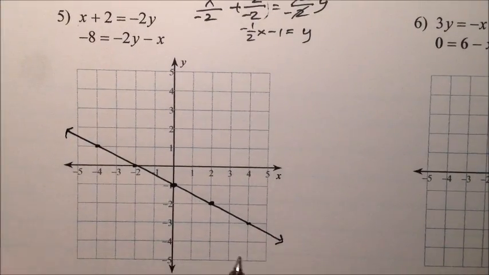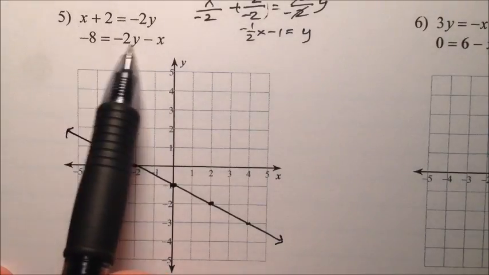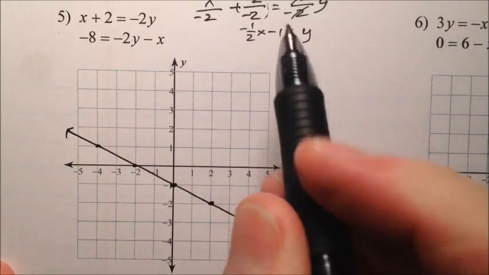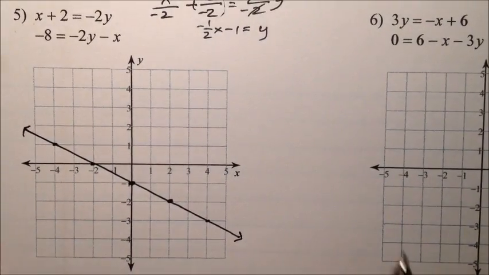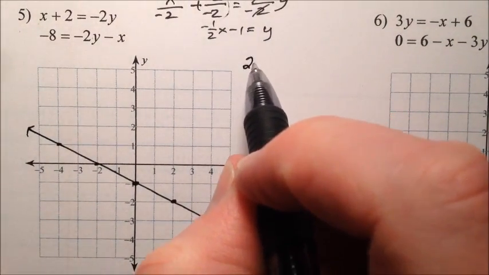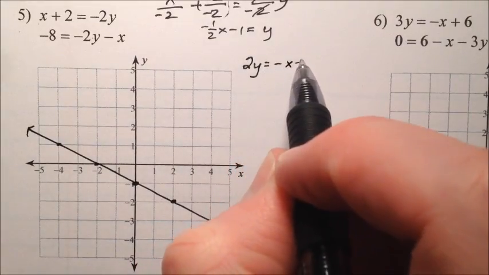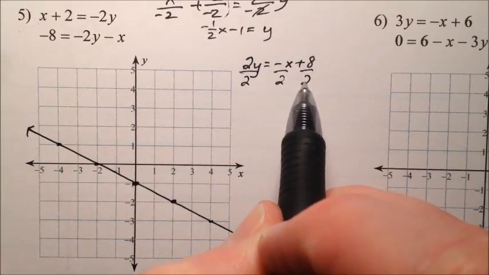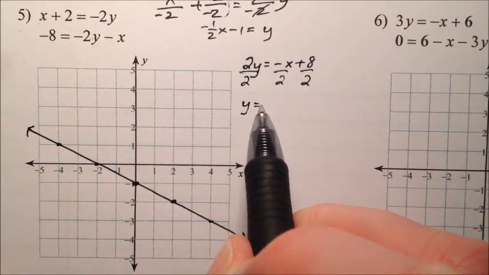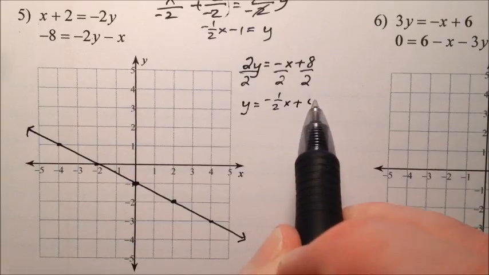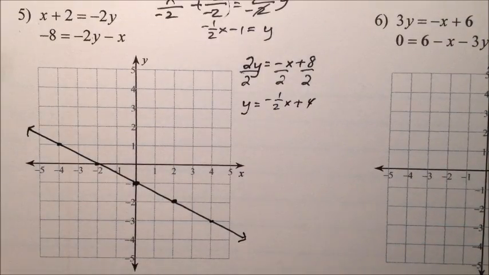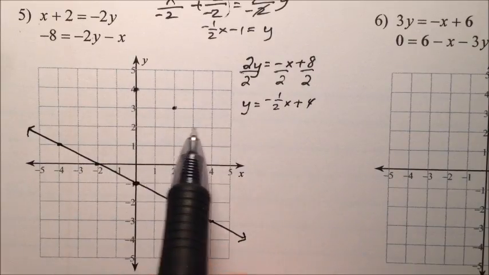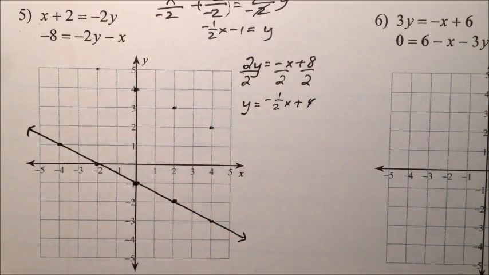Okay, and the other one is going to be negative 8 equals negative 2y minus x. So I'm actually going to switch the y over there, and the 8 over here. When I do that, I'm going to have 2y equals negative x plus 8, and then I can divide everything by 2. So really I'm going to have y equals negative 1/2 x plus 4. Okay, so I'll start up here at 4, and then I'll have negative 1 over 2, so down 1 over 2, or up 1, back 2.